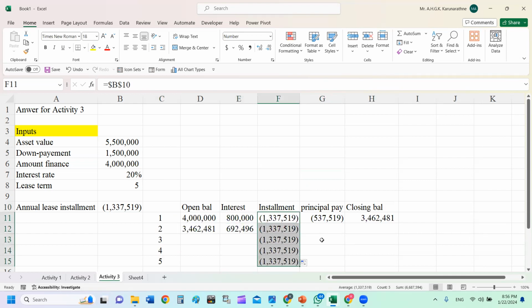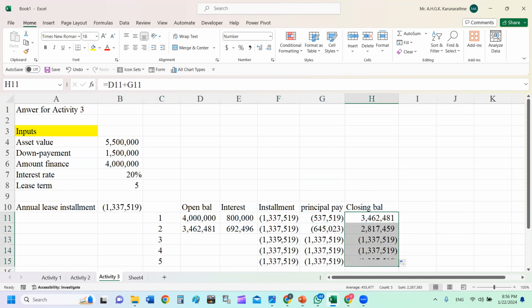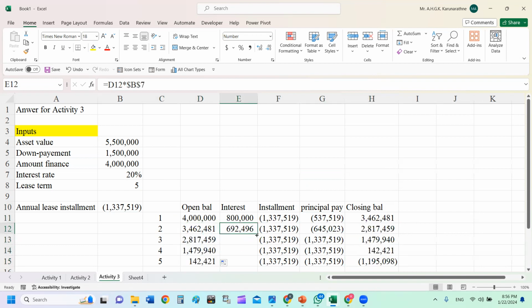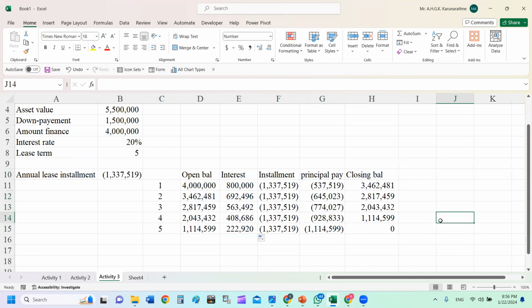Installment is fixed, principal pay may closing balance down. Just double click. You can see it becomes zero. That means our calculation is correct. Right, this is it. Second lease scenario, asset value minus down payment. Then the answer is what we are going to finance, and you prepare your model.